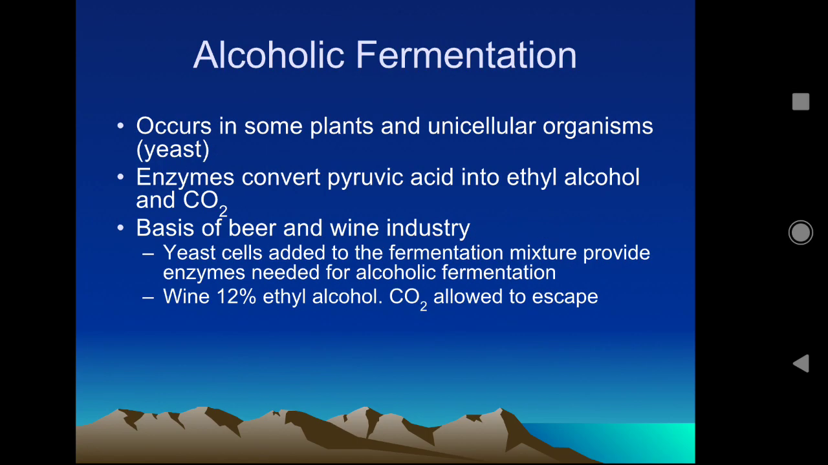The other process or pathway is alcoholic fermentation. So this is the process by which unicellular organisms and some plants can actually break down pyruvate into alcohol or ethyl alcohol, sometimes called ethanol. The enzymes used to convert pyruvic acid into ethyl alcohol are unique, and they have a byproduct. It actually creates CO2 gas as a byproduct.